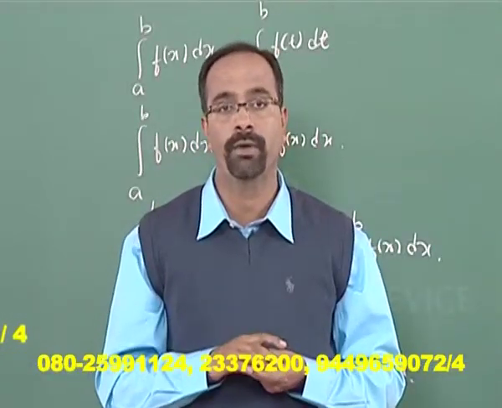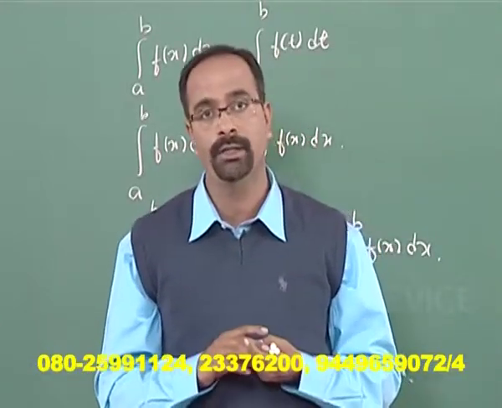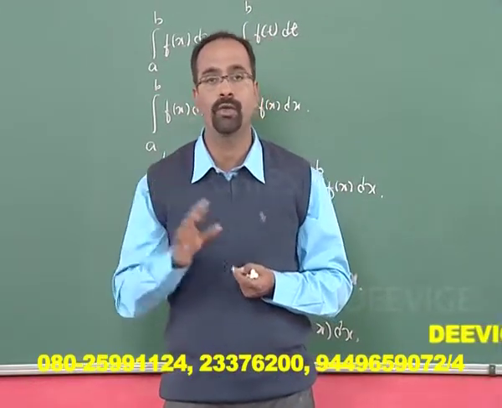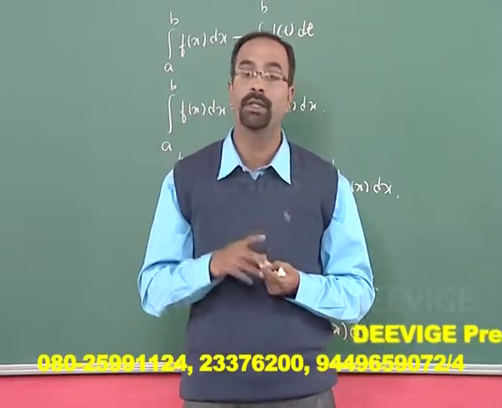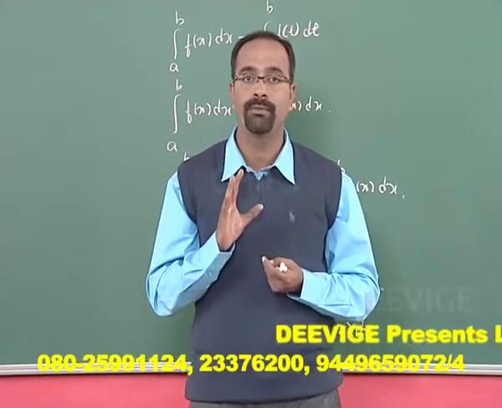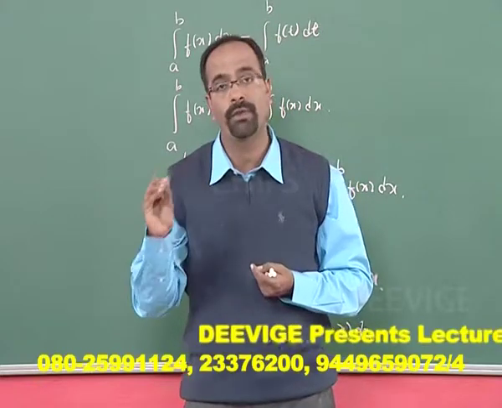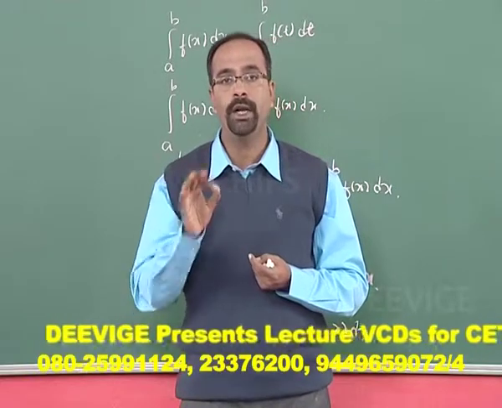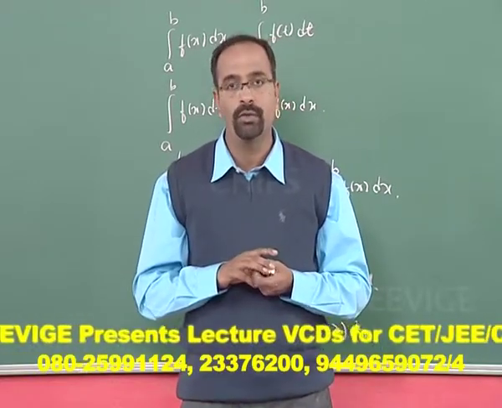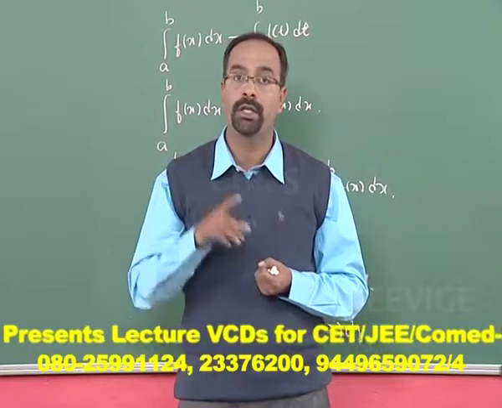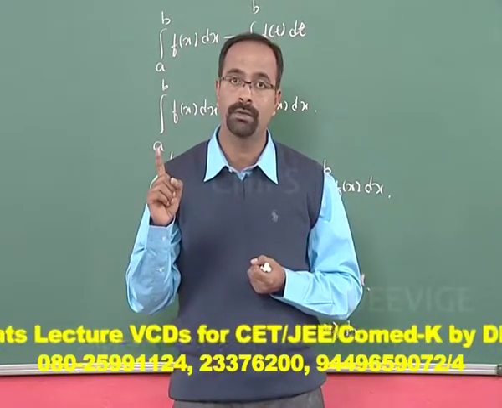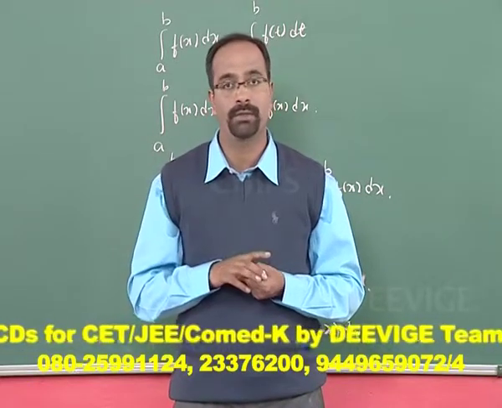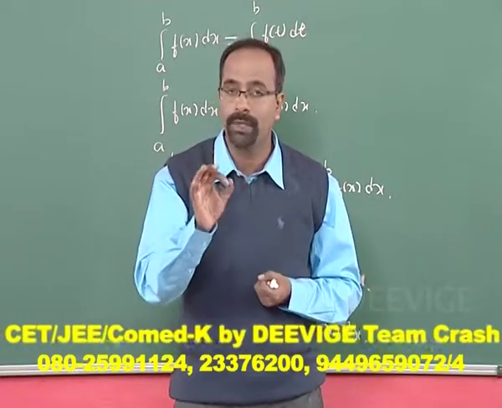Based on this even and odd function, we have a property on integrals. What is that property? Integral of minus a to a f of x dx is equal to 2 times integral 0 to a f of x dx if f of x is an even function, 0 if f of x is an odd function. Or you can put that in a different way. Integral of minus a to a f of x dx is equal to 2 times 0 to a f of x dx if f of minus x is f of x and 0 if f of minus x is minus f of x. And this is one basic property of this.